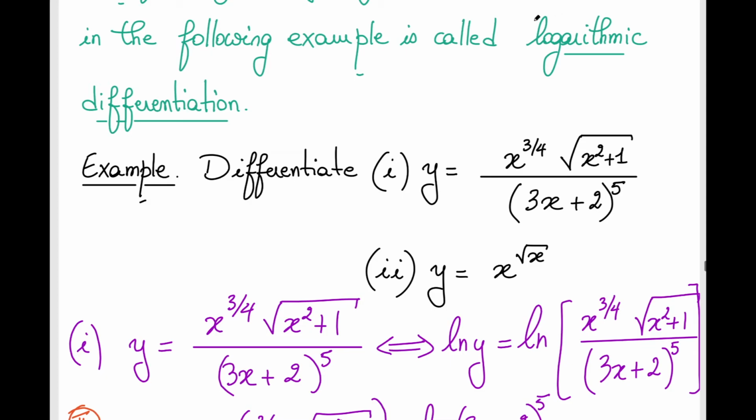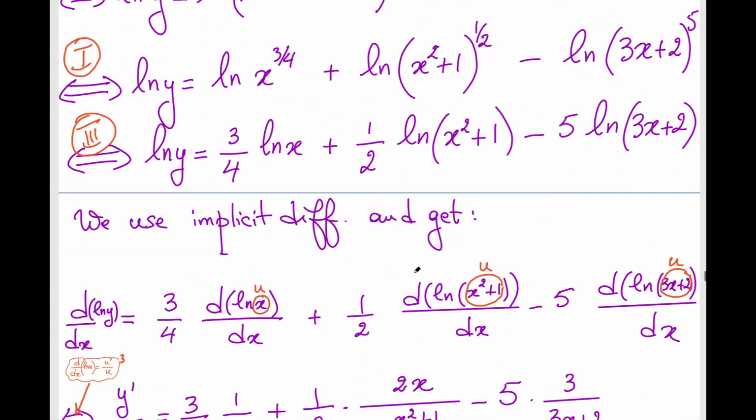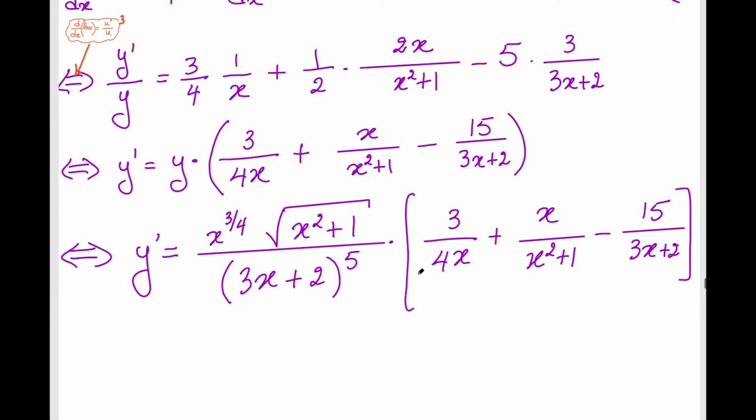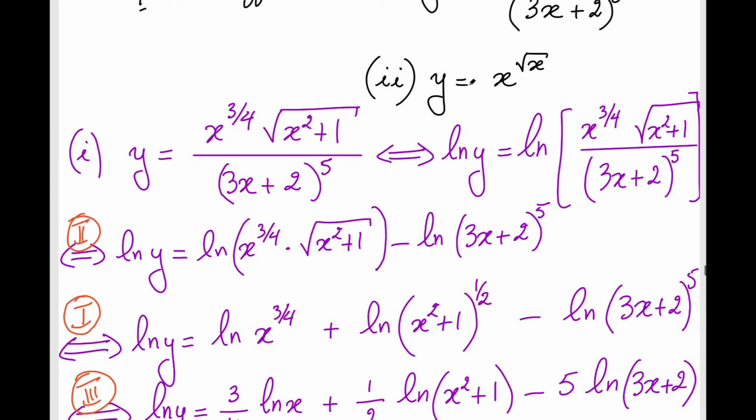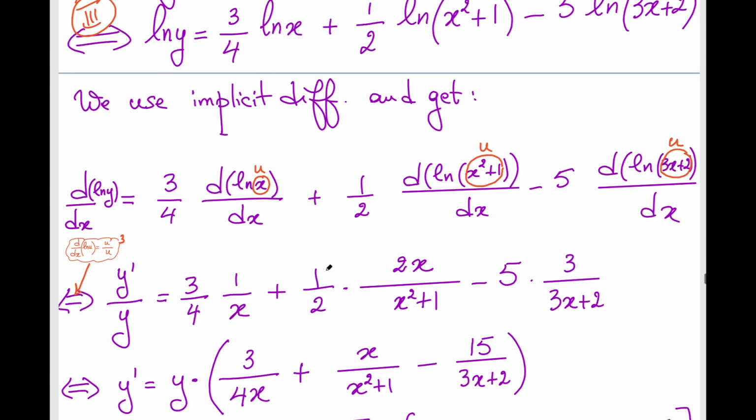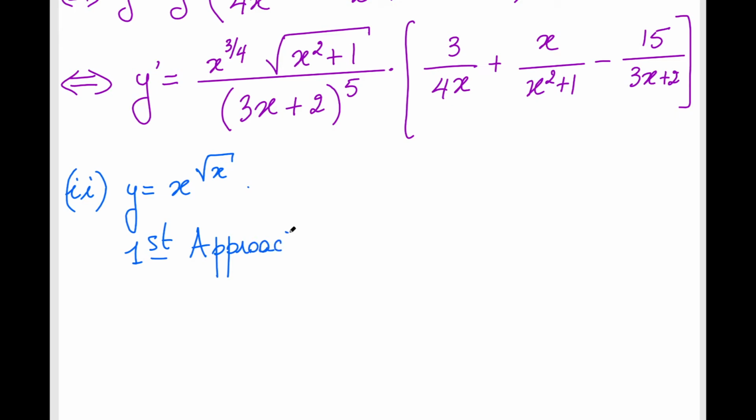So what are the steps here for logarithmic differentiation? We took log of the function and then we differentiated it using implicit differentiation, correct? All right. So the next one, what's the next one? I want to differentiate y equals x to power square root of x. So we want to differentiate y equals x to power square root of x. Let's do it in two different approaches. So let's use the first approach as above.